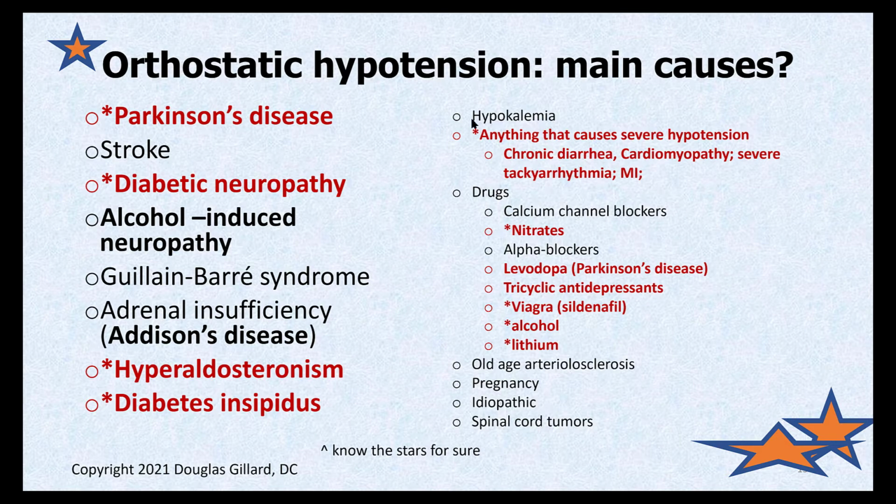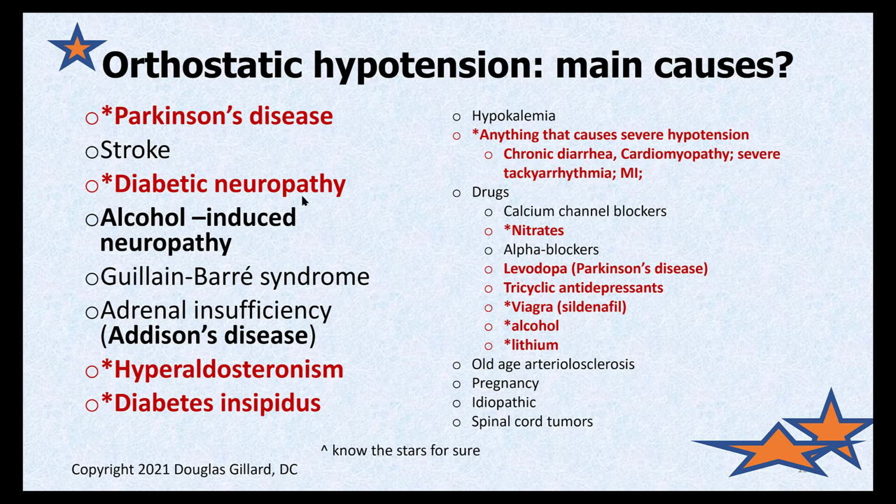Let's look at the key ones for sure. Know the red ones, and for sure know the red ones with stars. It could be a sign of Parkinson's disease, which destroys the autonomic nervous system. So the sympathetic outflow would be broken and wouldn't be able to correct that message of hypotension.